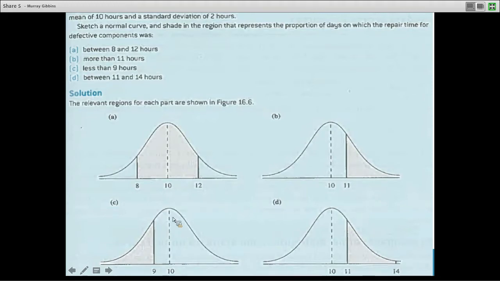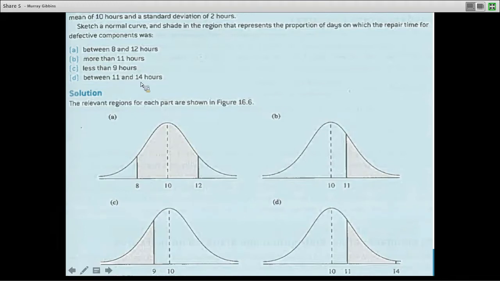C says less than 9 hours. Again, by drawing the graph, we know the mean is in the middle. We know what area we're trying to find. It's below. Same sort of deal as this question here. The tables can give us this area. Once we find that area, we'll need to go 0.5 minus that area, which will give me this area. Last one, D, between 11 and 14 hours.